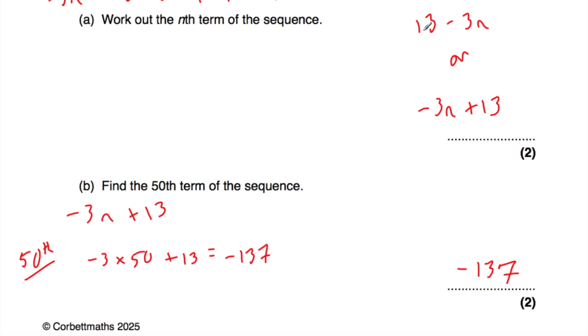And just to mention, you could have used the other nth term of 13 minus 3n, and you would just do 13 subtract 3 times 50. And then again, you could type that into your calculator and you get negative 137. And that's it. Okay, let's look at our next question, question number 9.